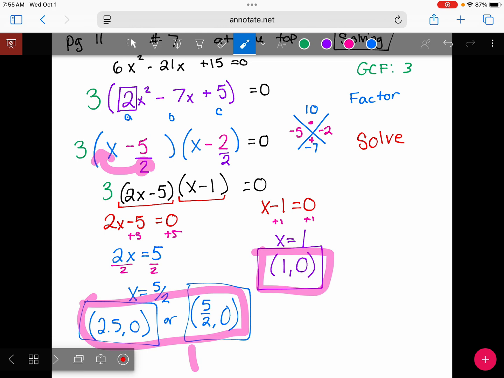So you don't need to have both of these pieces down here. You just need one of them. I don't care how we factor, just that we factor. Just make sure you share how you did it, because I want to know. Okay? Questions on that one?